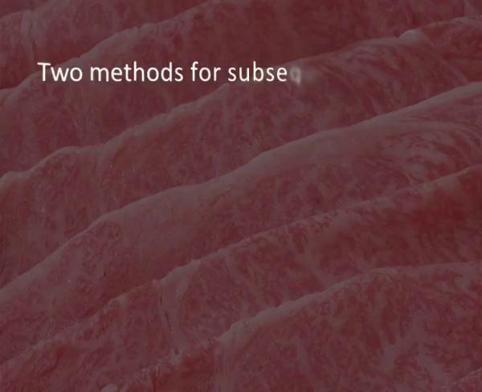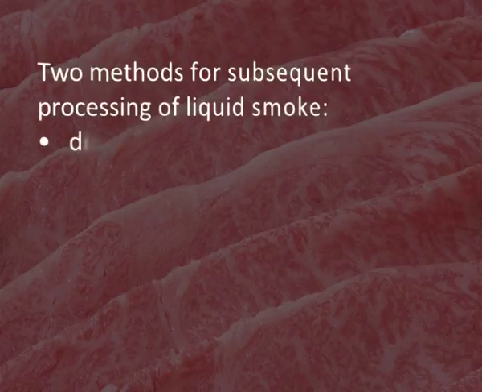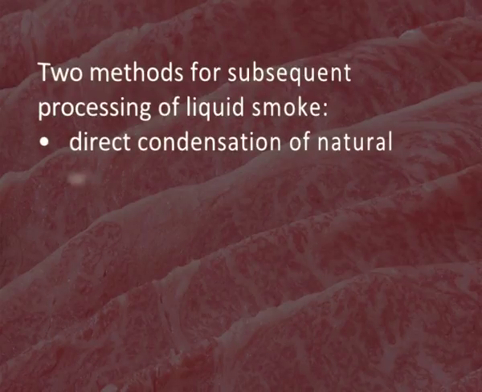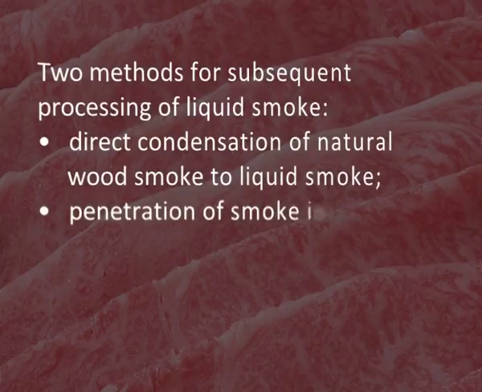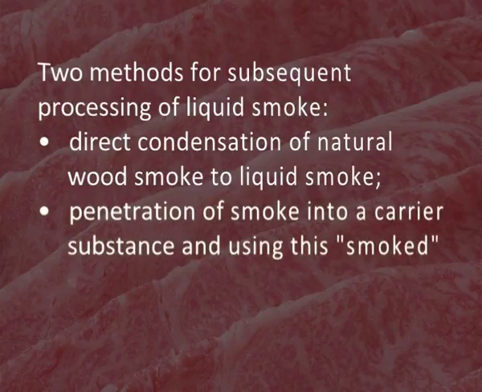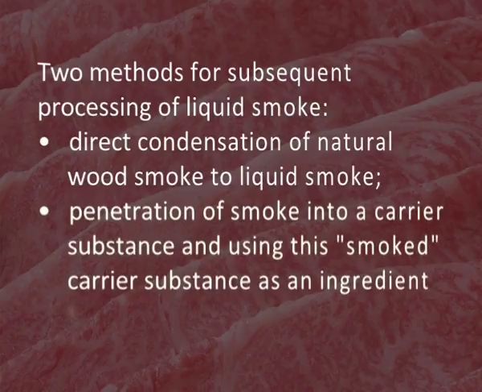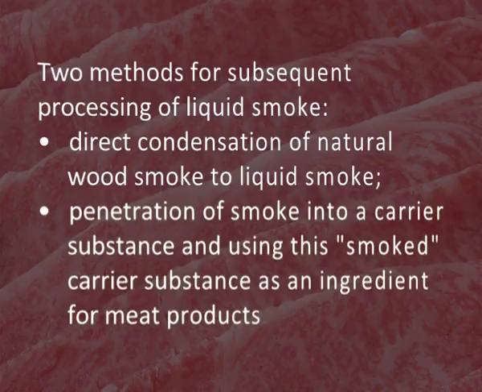The starting point for the production of liquid smoke is natural smoke generated by burning or smoldering wood under controlled temperatures with the input of an air supply. There are basically two different methods used for the subsequent processing of liquid smoke. First, direct condensation of natural wood smoke to liquid smoke. Second, penetration of the smoke into a carrier substance and using this smoked carrier substance as an ingredient for meat products.